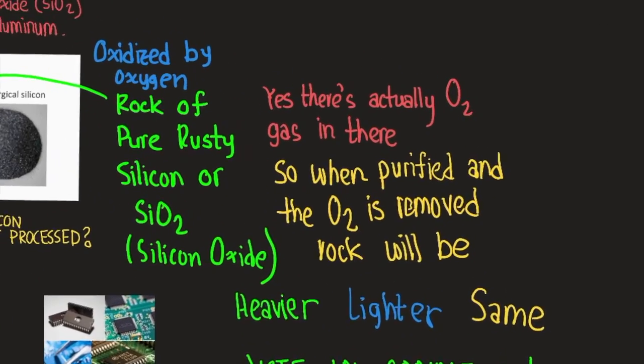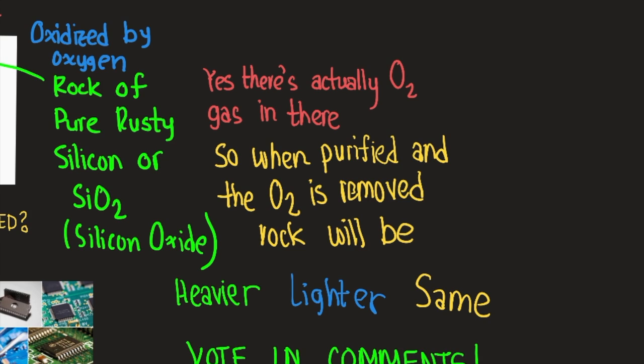So yes, there's actually oxygen gas in there, as there is in all rusty metals. So when purified, the O2 is removed and the rock will be lighter. That's why it's actually called reduced when something regains its electrons, because it's losing oxygen in the process and it's regaining its electrons. It's being reduced in weight.